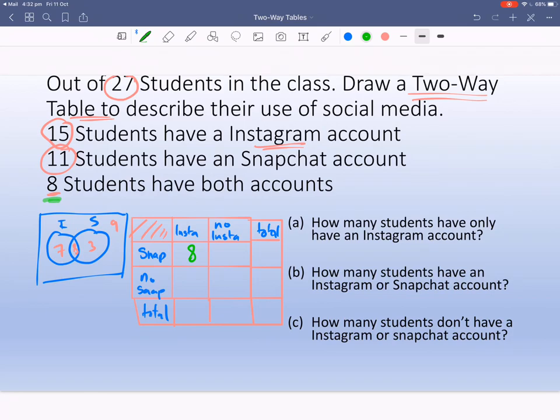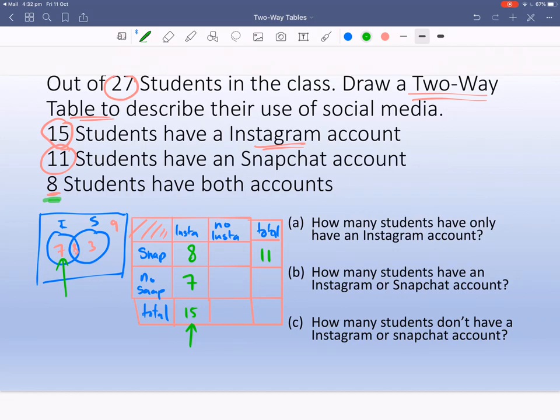Now, also what this Venn diagram tells us is that 7 students have Instagram, but no Snapchat. So that will cover this bit here. Instagram, yes, but no Snapchat. Can you see that? Instagram, no Snapchat. So underneath there, I will put 7. And that means that 8 plus 7 is 15, so 15 students in total have Instagram. Now, how many students in total have Snapchat? 11.